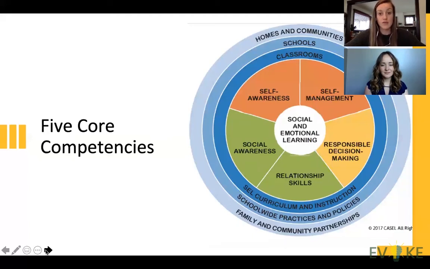And with these 5 core competencies, as this image shows, they are embedded within different environments. And that includes the classroom, schools, and communities. So how can we teach students to generalize these 5 competencies across these different environments?